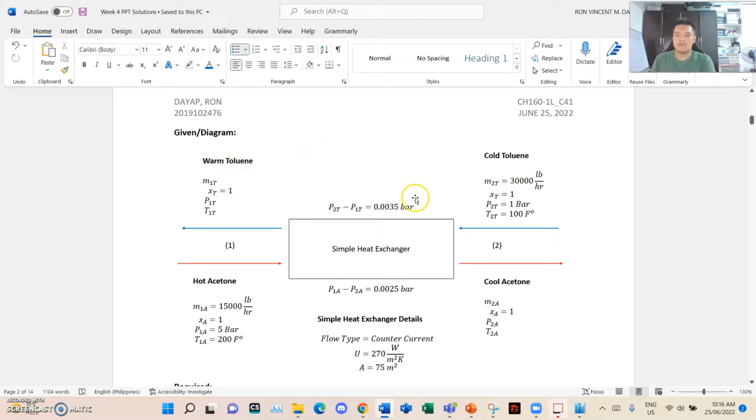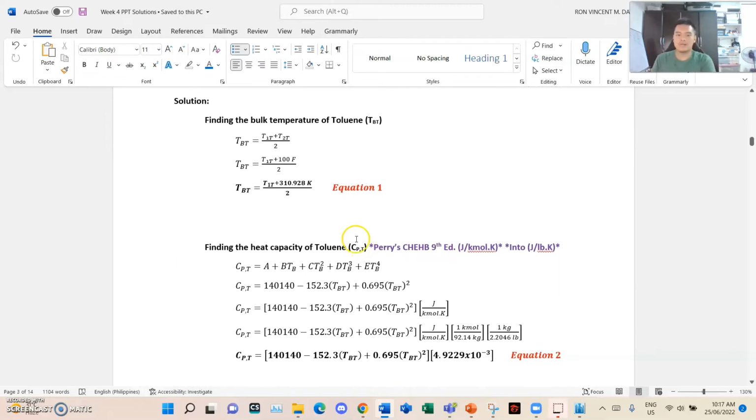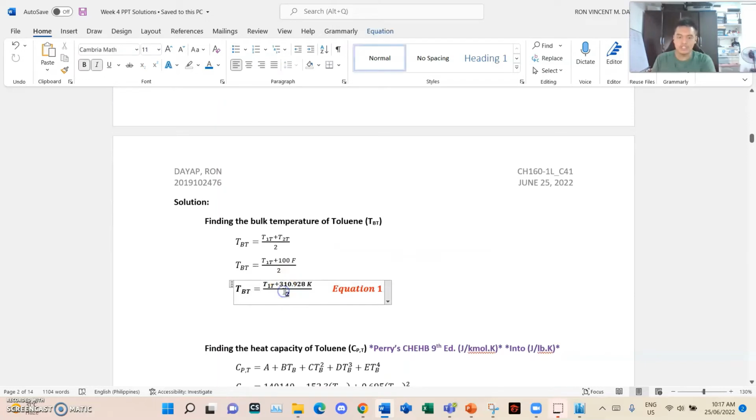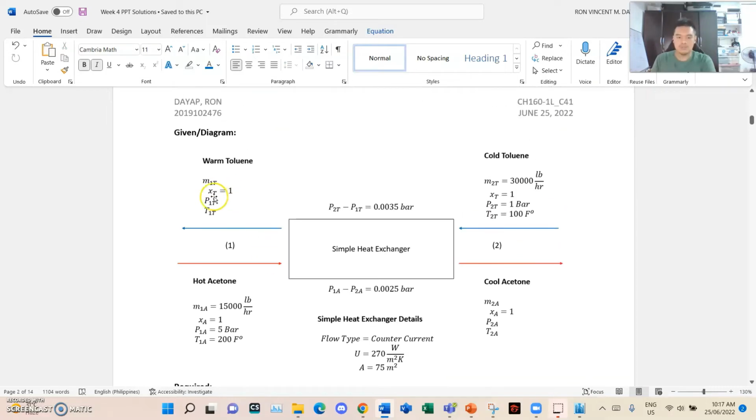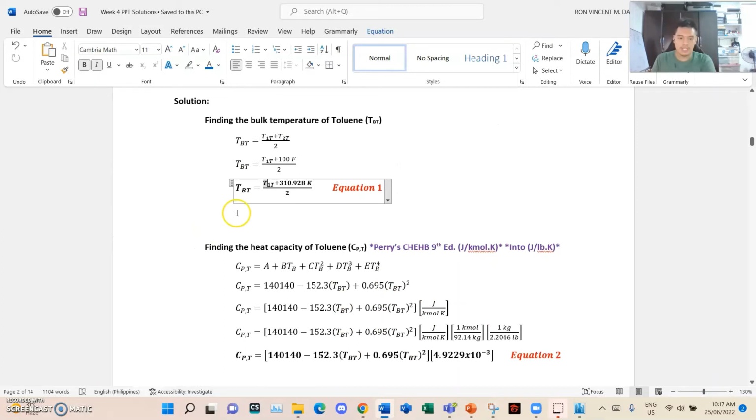And finding that average temperature, same thing with the acetone, we'll be able to calculate a good estimate of the stream's properties, such as heat capacity, viscosity, so on and so forth. But for this case, we only need the heat capacity. So after calculating the bulk temperature, however, we don't know the outlet temperatures yet. So we'll just leave it as is, as a formula. So we don't know the outlet temperature of toluene, which is T1T, and we'll just leave it as a variable.